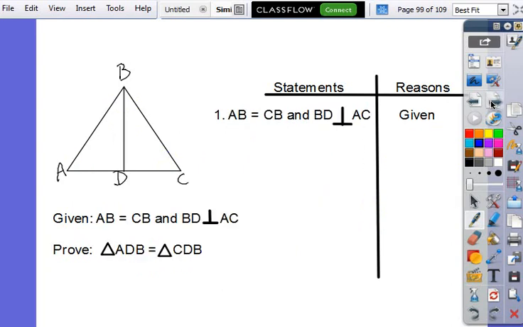All right, I'm going to mark what they told me. AB and CB are equal. And then it tells me the perpendicular part. So what do I know about perpendicular? Right angles. So what are my right angles then?